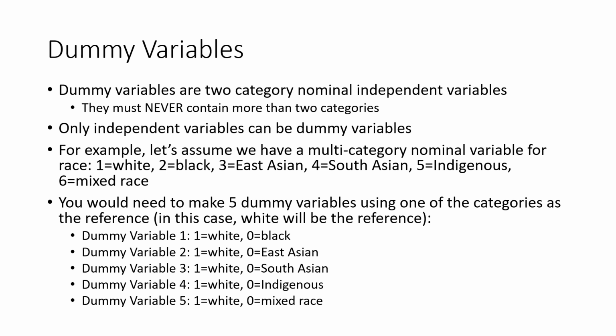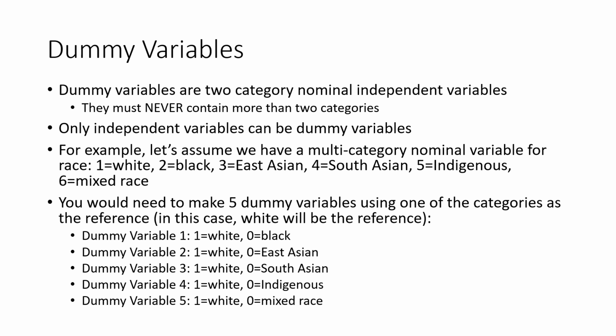So let's say you have a variable that measures race, and it's coded 1 equals white, 2 equals black, 3 equals East Asian, 4 equals South Asian, 5 equals indigenous, and 6 equals mixed race. So when you have 6 categories, what you need to do is create 5 dummy variables, 5 separate dummy variables, right? If you have 20 categories, then you would need to make 19 dummy variables. And what you want to do is to pick one of those categories as the reference.